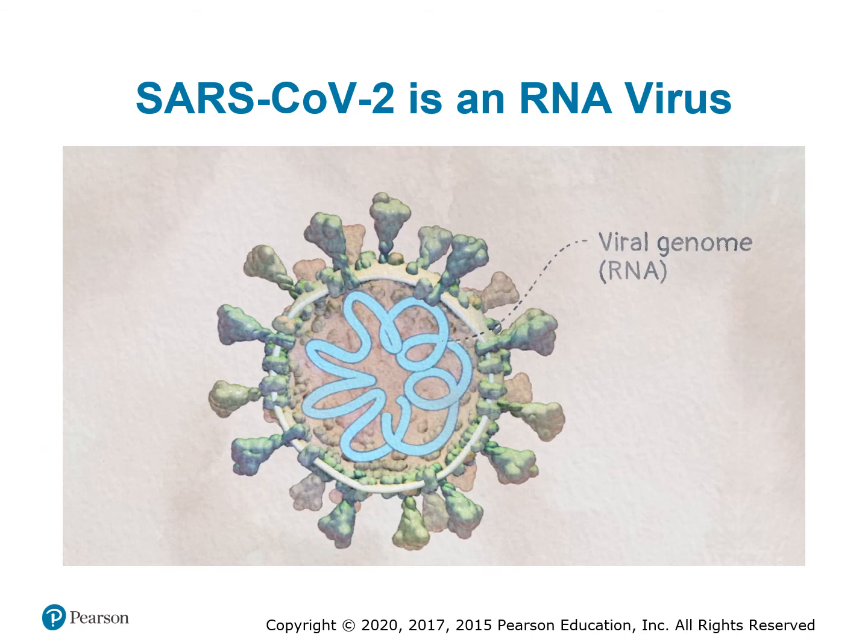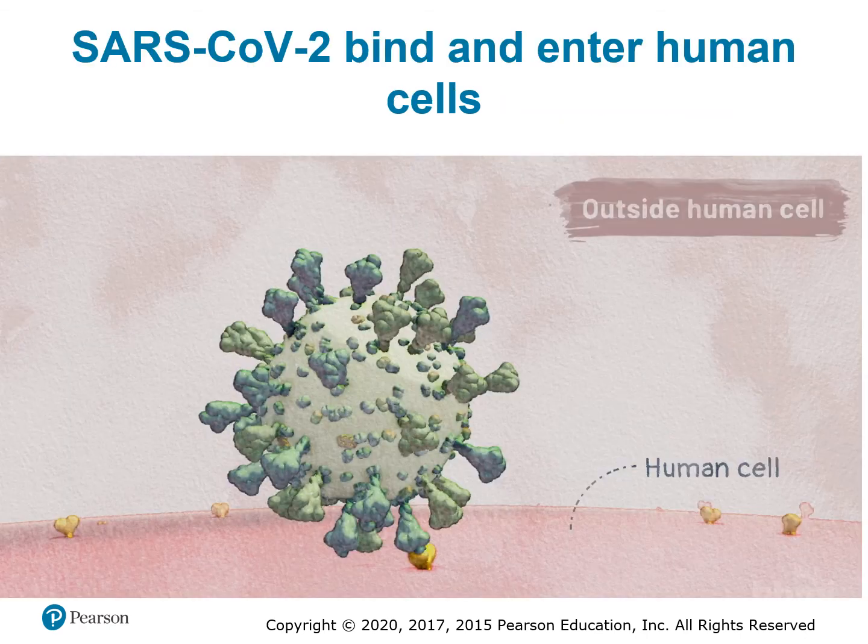So SARS-CoV-2 is an RNA virus, so the viral genome is made up of RNA, and then of course it has the protein coat, and then it has these spikes. And these spikes are used to bind to proteins on human cells that then allow the virus to enter.